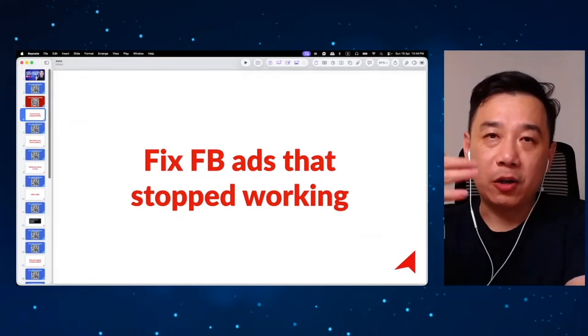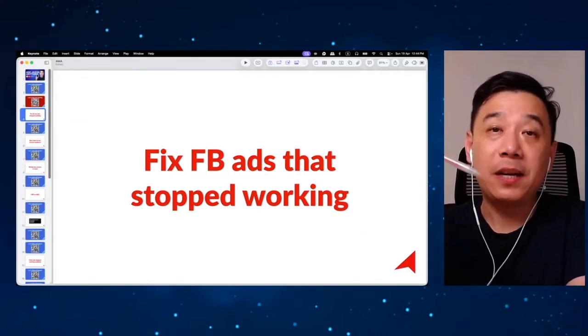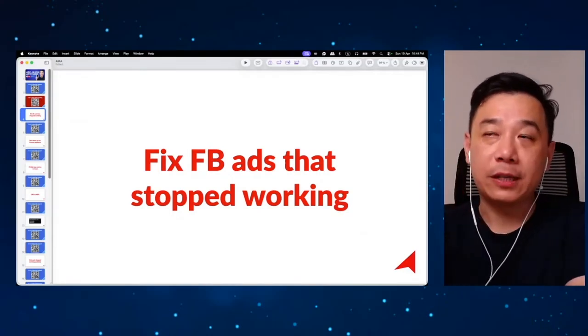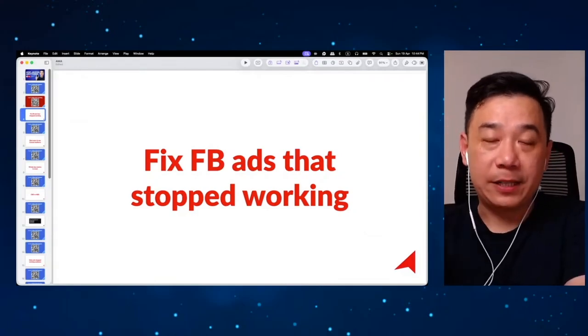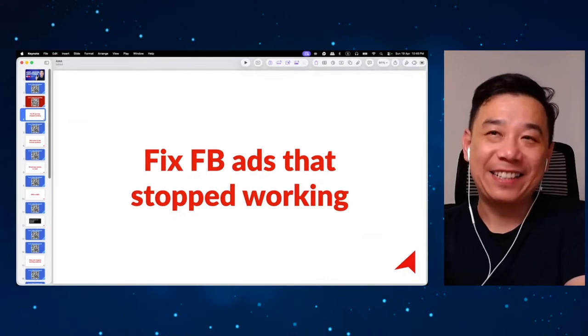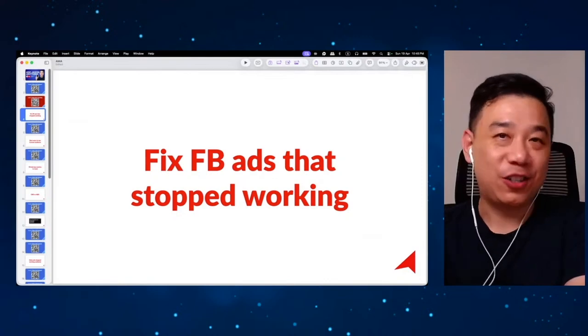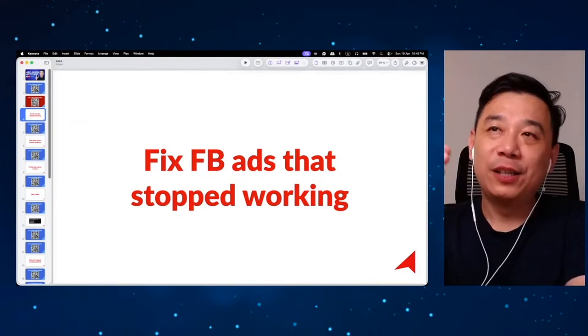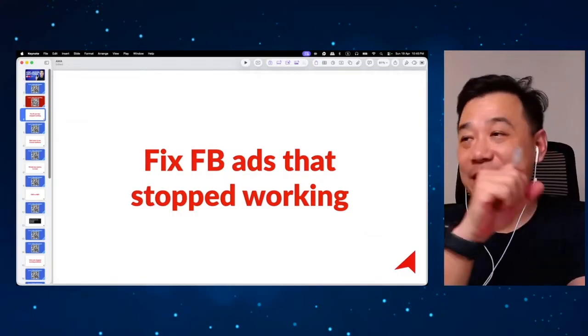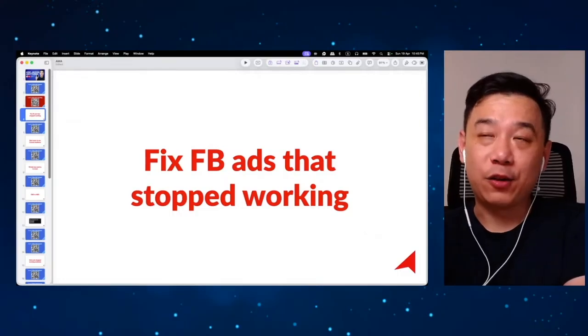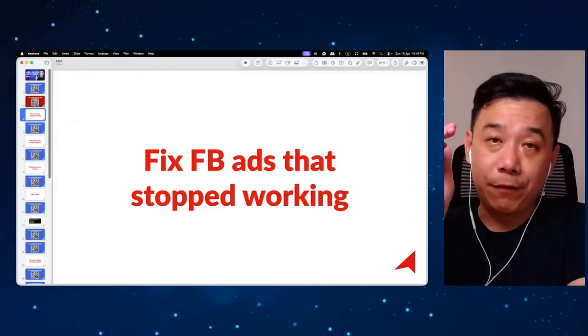So what could be the possibilities over here? When a campaign stops working, usually it could be a few reasons. First, it could be because the cost per result suddenly increased. Usually it's that case. Or your number of results just dropped. Your conversions drop, your number of purchases drop, and everything just drops. So that's what we usually define as a campaign that stopped working.